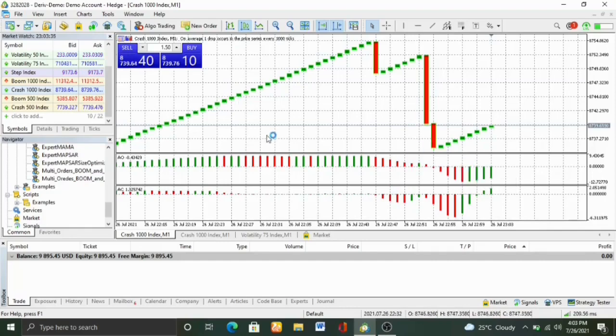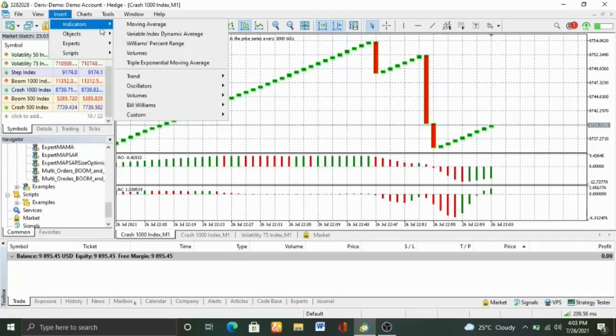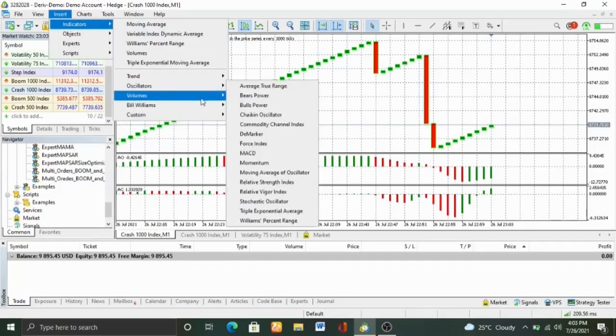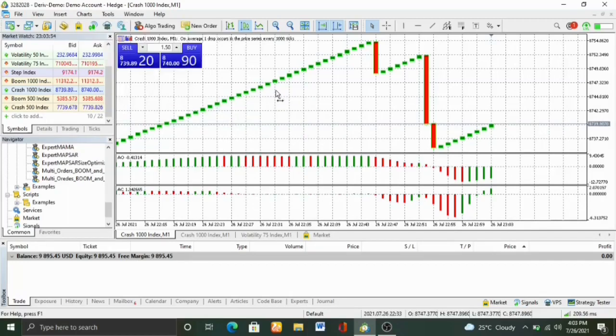Now I'm gonna show you how you're gonna add the indicators in your chart. Just go to insert here, go to indicators, and you go down to Bill Williams. All right, Bill Williams. You got to add these two indicators: the awesome oscillator and the accelerator oscillator. So we just need these two indicators.